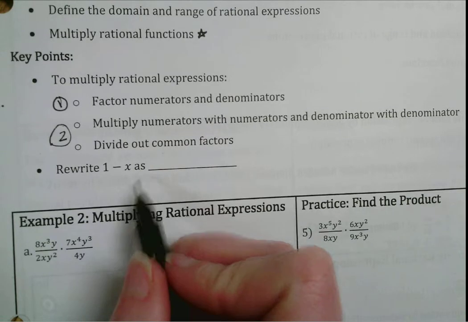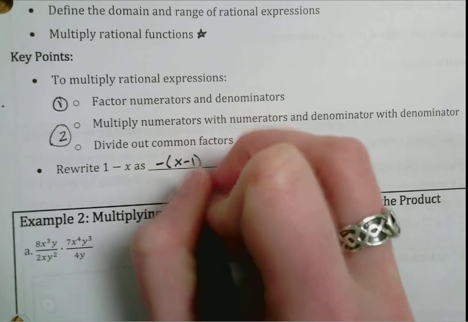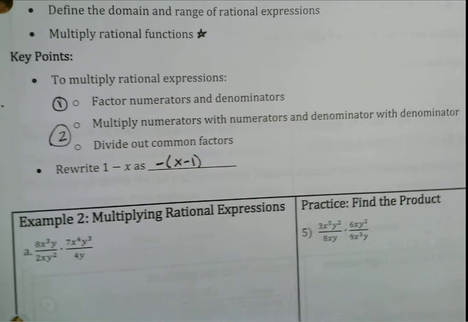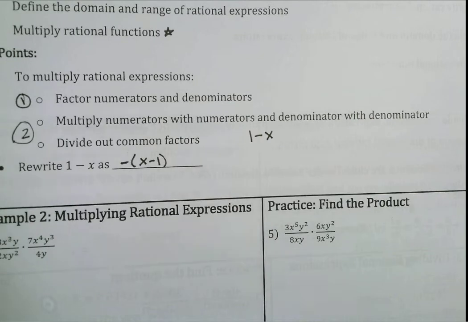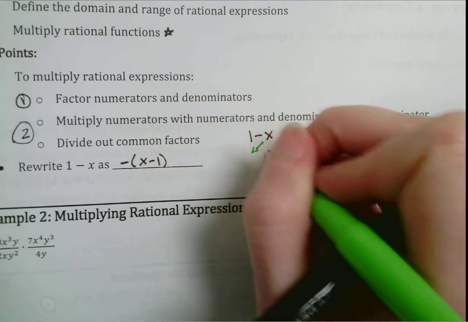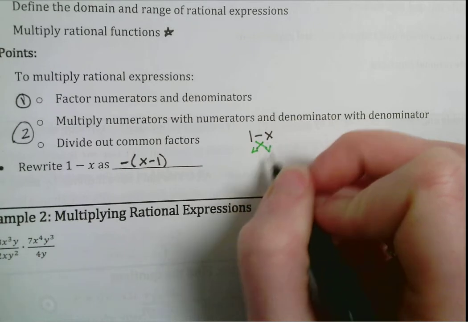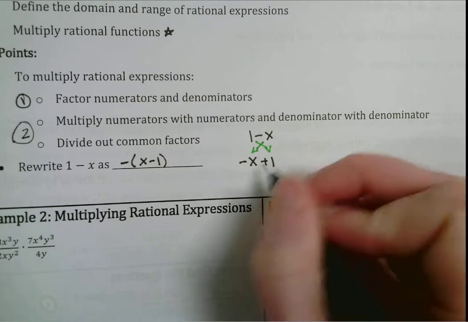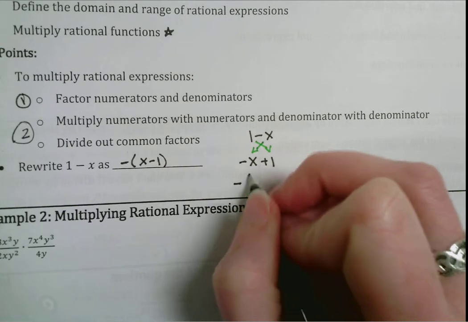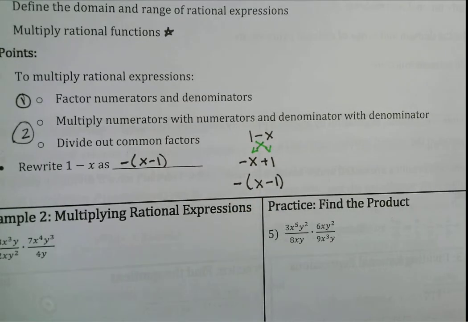So, next thing it says, hey, rewrite this 1 minus x. You can rewrite this as a negative x minus 1. To do that, you just say, okay, if I have 1 minus x, let me switch where these are written. So my x is going to pop over here, my 1 is going to pop over here. The negative is attached to that x, so it's going to go with it. Negative x plus 1. Now, factor out that negative. Negative x minus 1. Sorry, I'm still very sick.